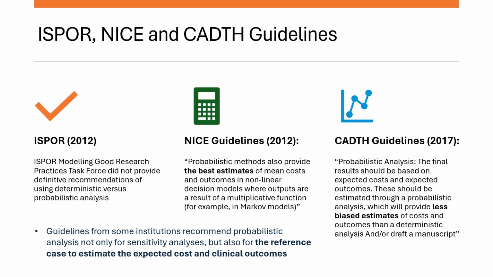Recently, some guidelines state that probabilistic analysis provides best estimates and less biased estimates of costs and outcomes compared with a deterministic analysis in a nonlinear model, such as a Markov model. This encourages the use of the probabilistic approach over the deterministic approach. Guidelines from some institutions recommend probabilistic analysis not only for sensitivity analyses, but also for the reference case to estimate the expected cost and clinical outcomes.